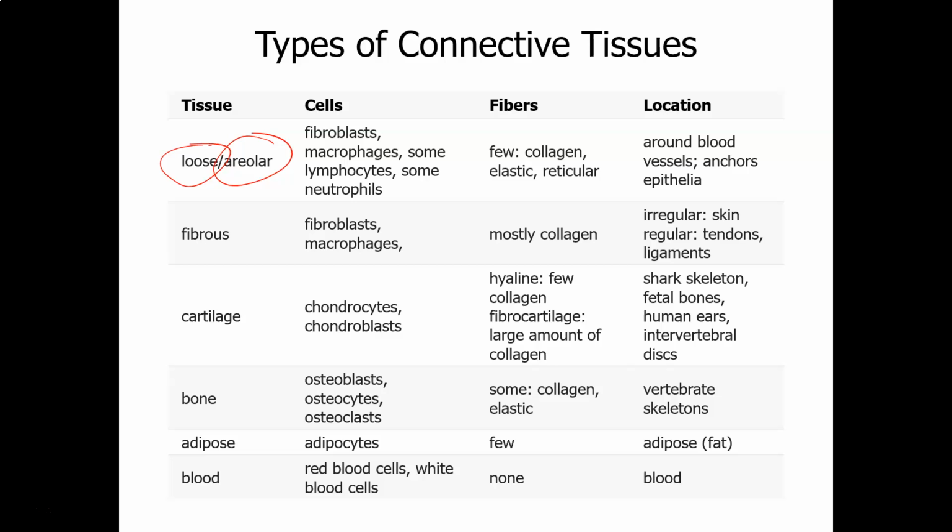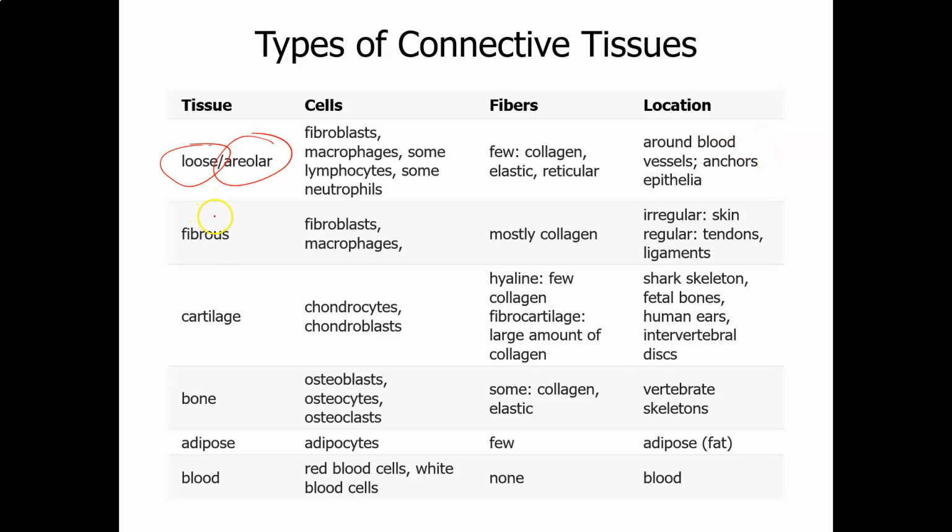It has all the cells that connective tissue can have: fibroblasts, macrophages, which are the big eaters, the trash cans of the immune system. Lymphocytes are white blood cells. Neutrophils help when there's an infection. This loose areolar tissue is found below the epidermis of the skin. It has collagen, elastic, and reticular fibers.